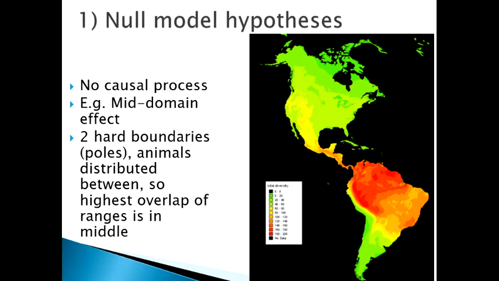Some are grouped under the whole domain of null models. There are no causal processes in this. It's just a random distribution of creatures across the globe such that there is a hard boundary at the top of the earth and the bottom of the earth. And when you draw those overlaps of where all these things are reaching their physiological optima, you just mathematically will come up with an abundance in the tropics. Okay, it's a null model.